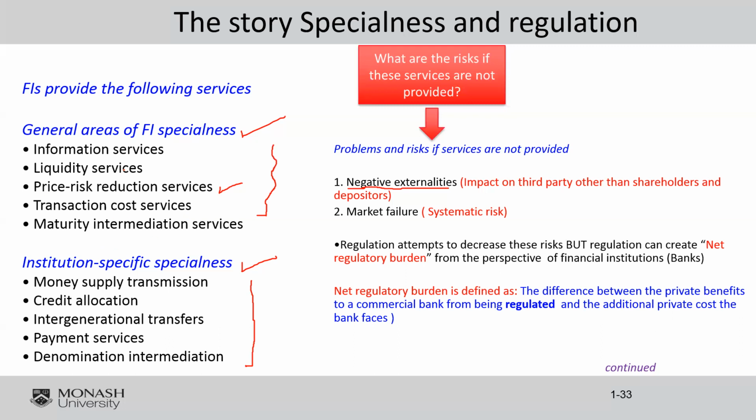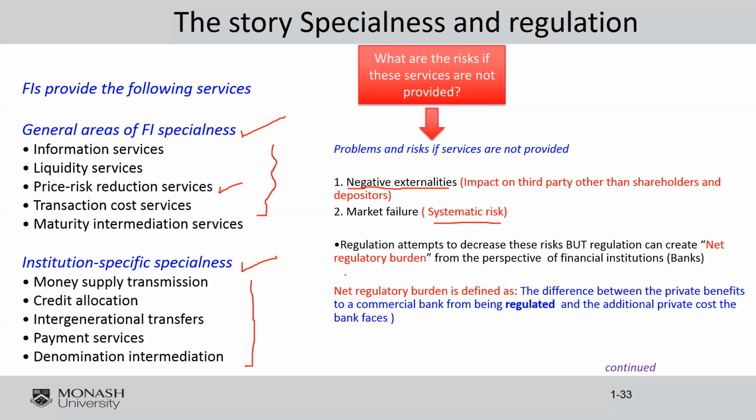Now, the other reason why we need regulation is market failure. Market failure, please understand it as systematic risk. Systematic risk is just the collapse of the whole system: a drop in the equity market, a drop in the interest rate, a drop in inflation, a drop in the whole business cycle. And this is what we call systematic risk, which is damage to the whole economy.